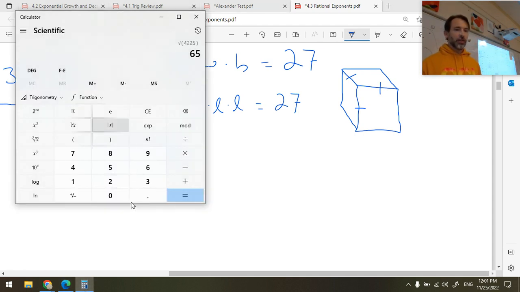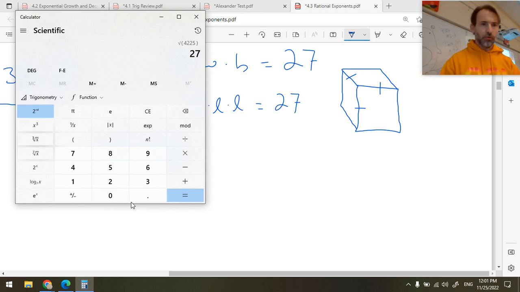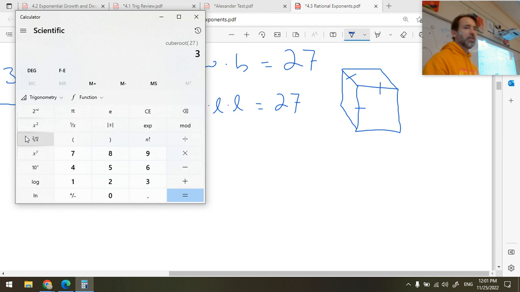So I can punch that on my calculator this way. 27, and I go second function, and notice I have a cube root there. Can you see that? It's a little 3 inside there, inside the cube root. I don't know if I can zoom here for you? No, I can't. I take the cube root of that, and it tells me it's 3. The cube root of 27 is 3. 3 times 3 times 3 is, as Noah identified before, 27.